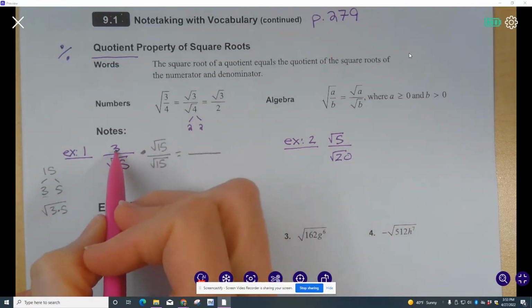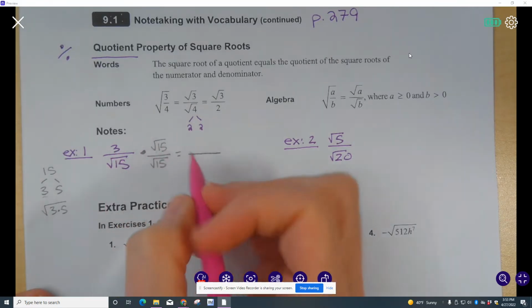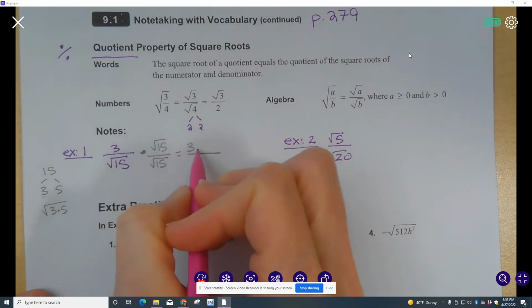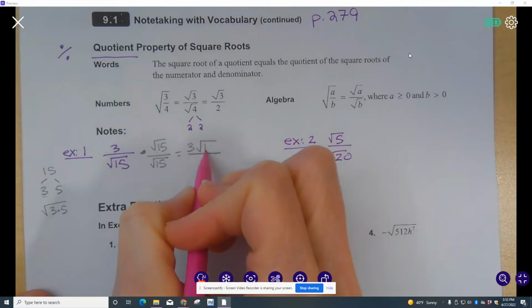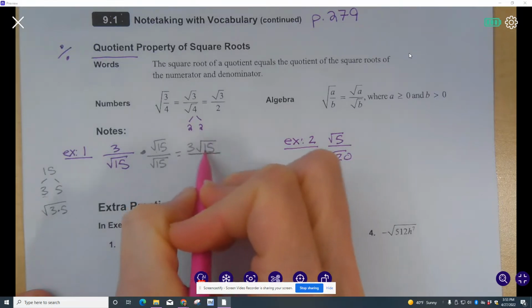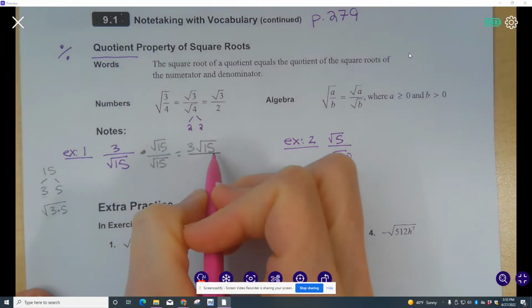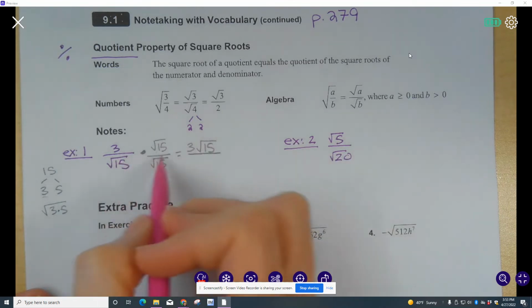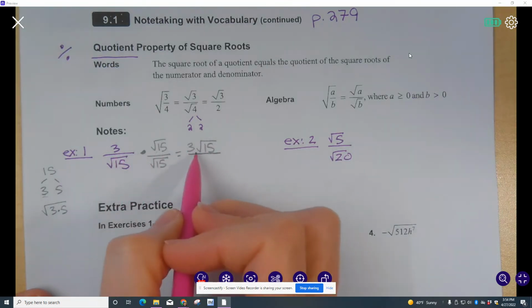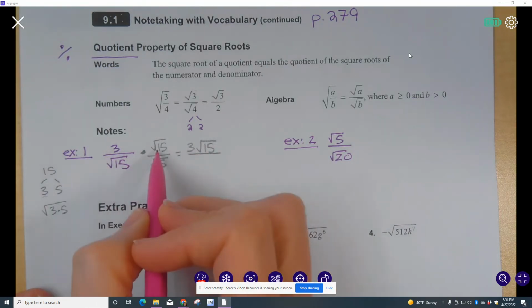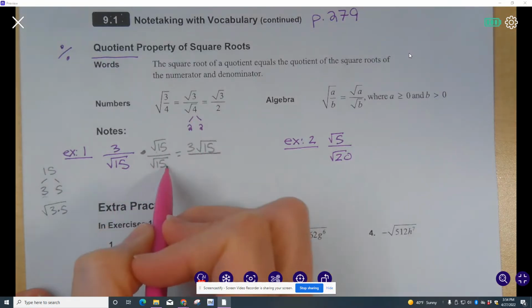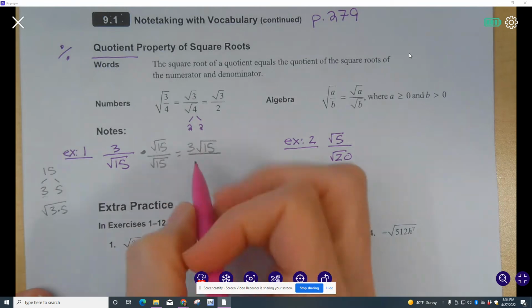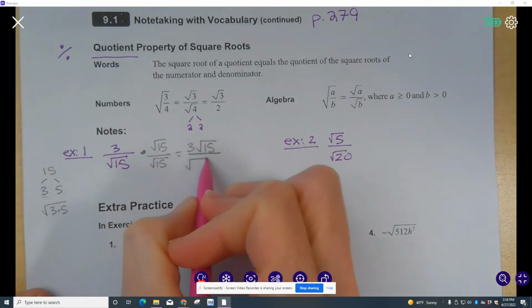So on the top, if I have 3 times the square root of 15, that's just 3 outside the jail. Don't put the 3 in jail. It's not in jail. Times the square root of 15. 15 is in jail. Keep it in jail. It's like multiplying 3 times x. It's just 3x. Or 3 times the square root of 15 is just 3 times the square root of 15. Now these 15s are both in jail. So we're going to keep them in jail, but we're going to put them in jail together.